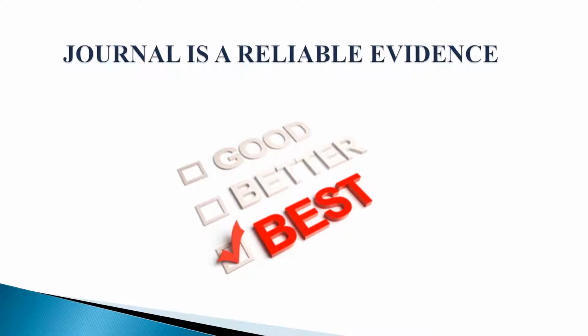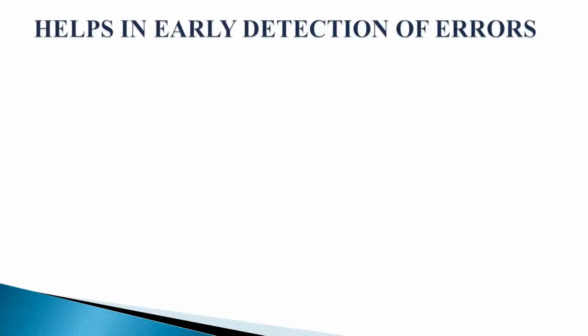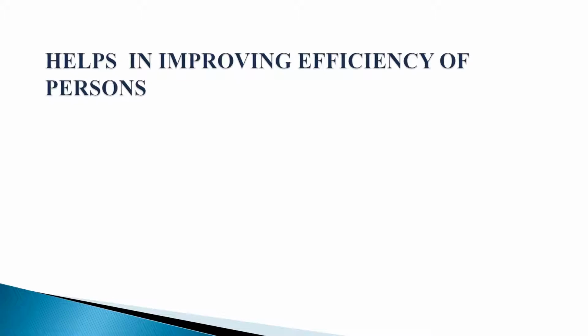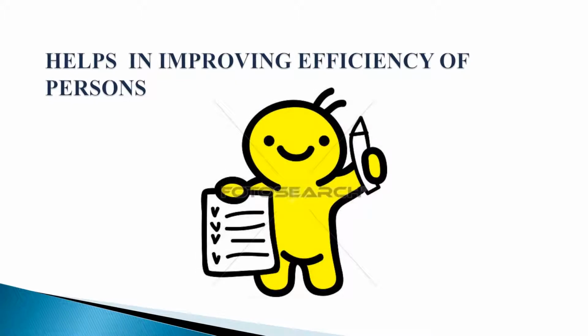The third one is early detection of errors, which means errors like posting of wrong amount, posting in the wrong account, posting on the wrong side of account, etc. can be detected. And the last advantage is improving efficiency of persons as all the transactions are recorded in chronological order. As a result, it saves the time of accountant and improves the efficiency.